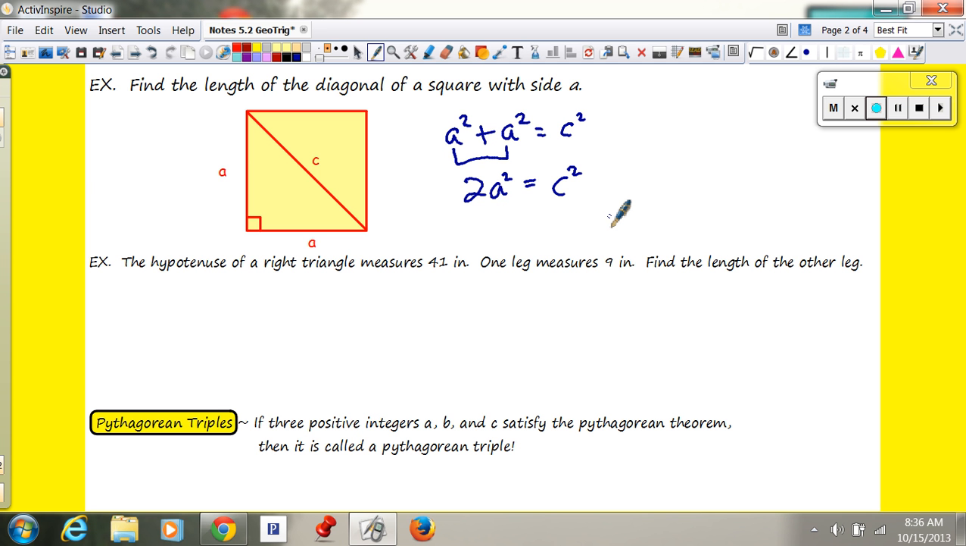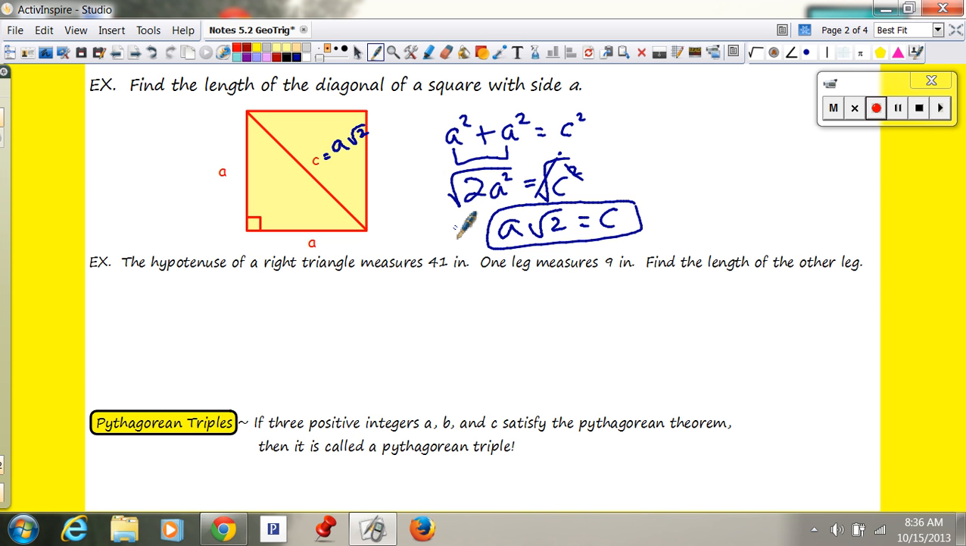Now what? Okay, we could square root both sides, but I wouldn't do that yet. I would divide by 2. Oh, wait, no, we want C. You're right. Never mind. I thought we were looking for A. My bad. Yeah, we want C. We're going to square root both sides. So that's going to cancel out here. You're going to get C equals, what do you think there? Not 2A. A radical 2. So C is going to equal A times radical 2.